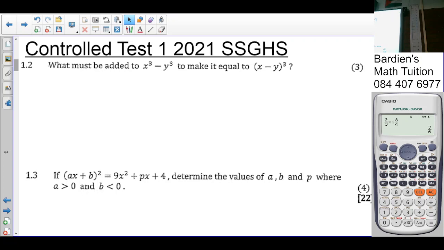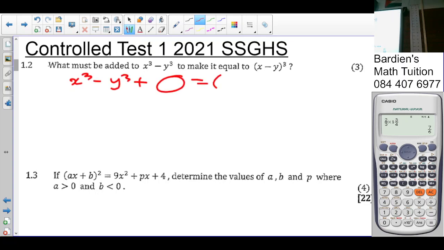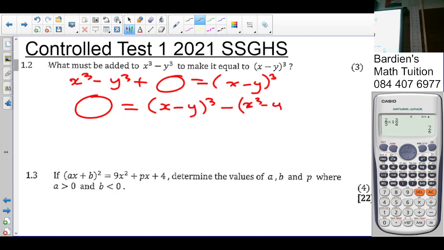What must be added to x cubed minus y cubed to make it equal to x minus y cubed? So x cubed minus y cubed plus something is equal to x minus y cubed. So something must be added. What must be added? To get that on its own, it will be x minus y cubed minus x cubed minus y cubed. Or you could have said minus x cubed plus y cubed if you're taking it over the equal sign.